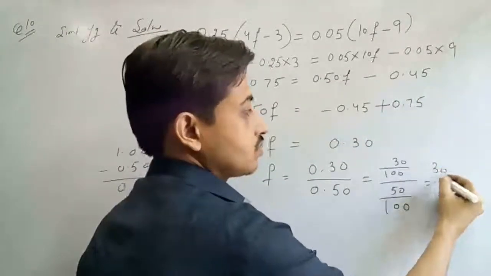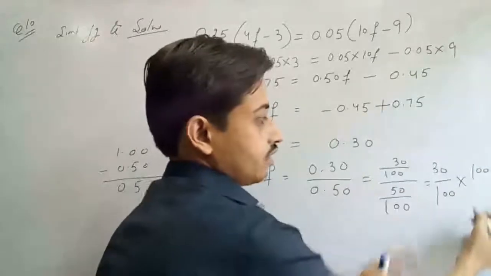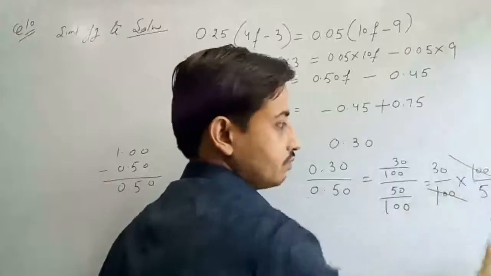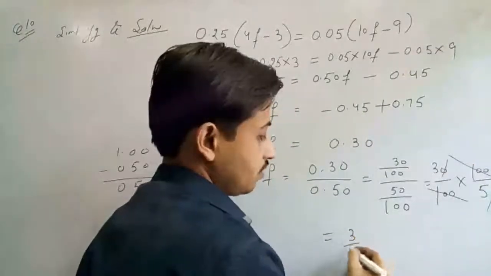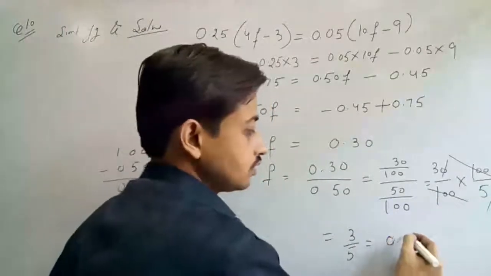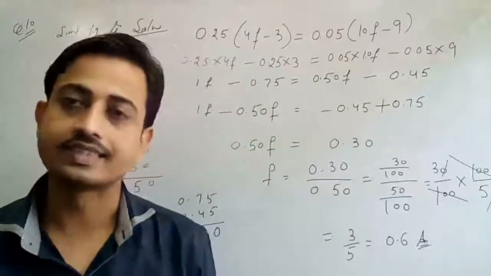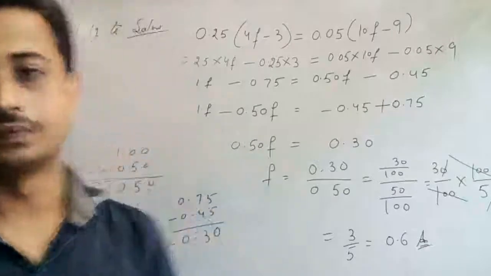So solve it. The denominator term will be reciprocal. So it goes 100 divided by 50. 100 is cancelled out with 100 and 0 is cancelled out with 0. So we get 3 by 5. If you divide 3 by 5, you get 0.6. So 0.6 is your final answer. Please make a note, then we will do its verification also.